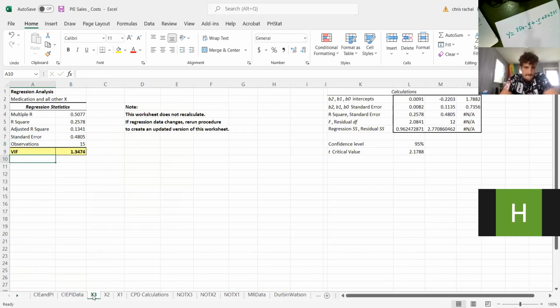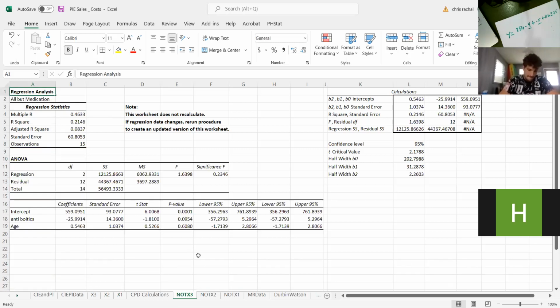But this is telling us the variance inflation factor, that is, if we're double counting data and how much our data is being inflated by. It's called multicollinearity, and if our VIF is below 5, then it's good. So this is measuring medication against all the rest. This is measuring age against all the other variables. And that's measuring antibiotics against all the rest, and we're not double counting anything.